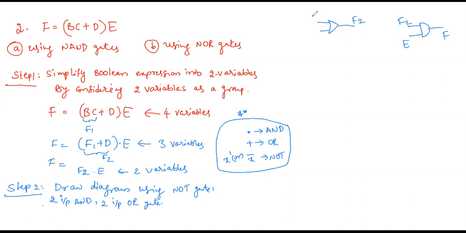F2 is equal to F1 plus D. What is F1? F1 is equal to BC.